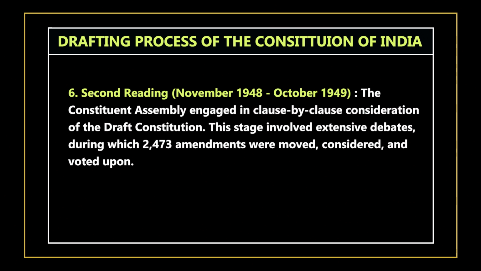The second reading of the Constitution was held from November 1948 to October 1949. The Constituent Assembly engaged in clause-by-clause consideration of the draft Constitution. The stage involved extensive debates, during which 2,473 amendments were moved, considered and voted upon.